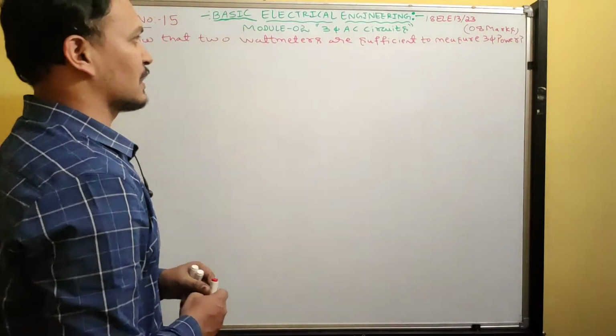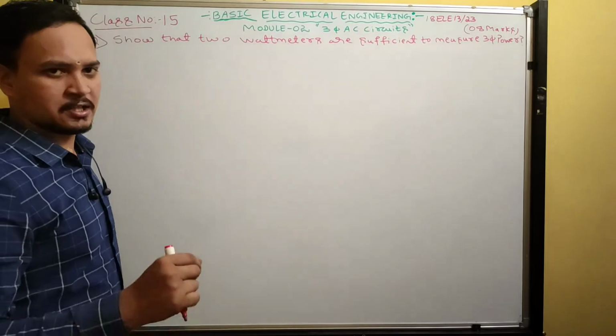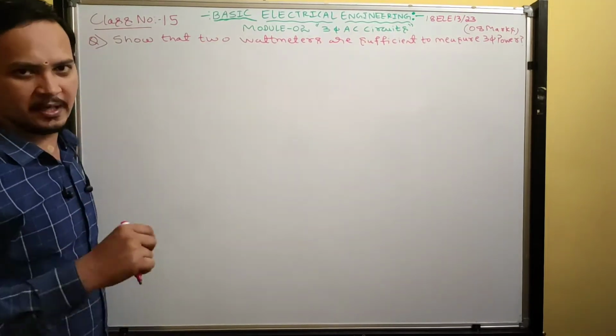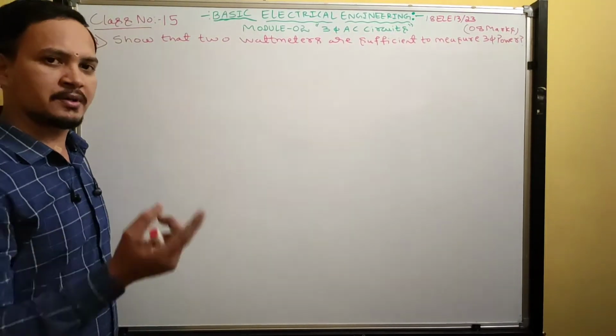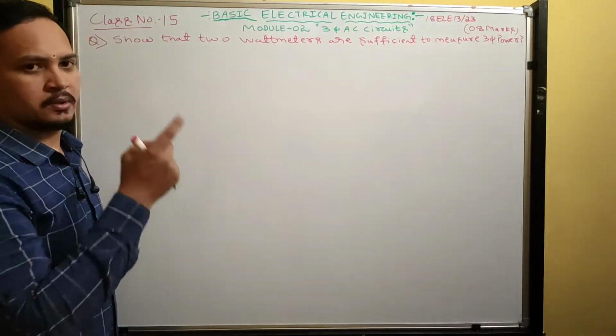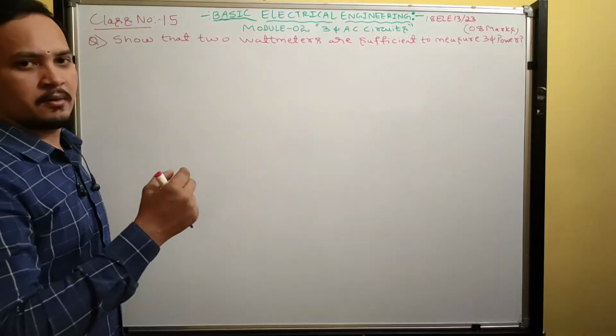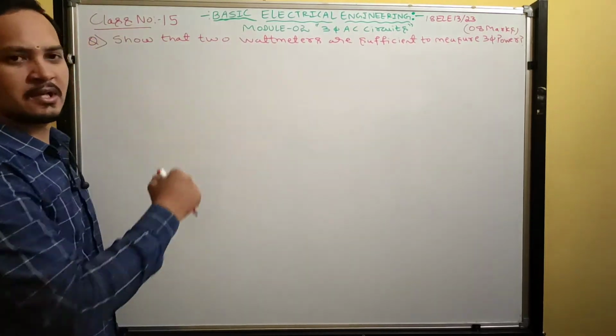So in this class, that is class number 50. In the last class, number 14, I explained the basics of the wattmeter. After watching that, you can watch this video. That is very much required for the basic electrical lab, and those basics are required for this topic.